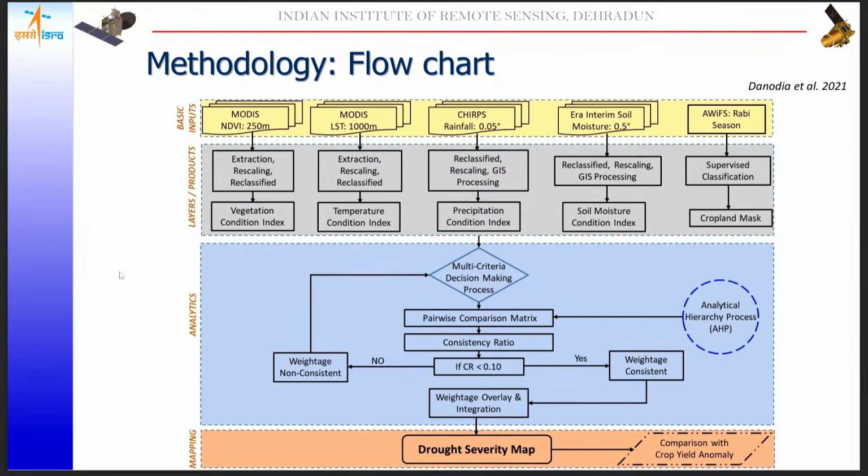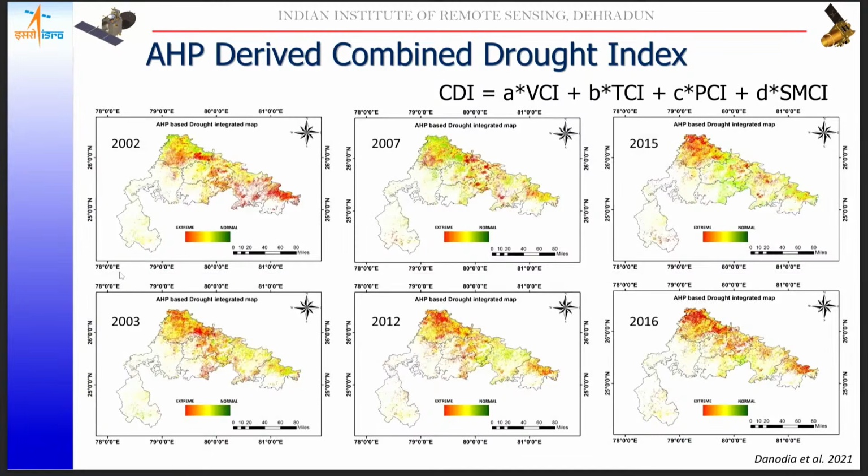for drought severity map formation. We also did a correlation, or comparison, with respect to the crop yield anomaly of the same area, specifically in the Rabi season. Field pea and gram were the predominant crops in the same area, so we assessed their crop yield anomaly and correlated it with the CDI, the combined drought index value, which is the drought severity map value at the district level.